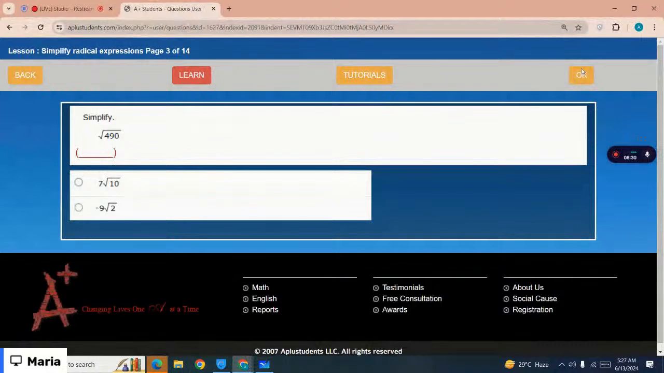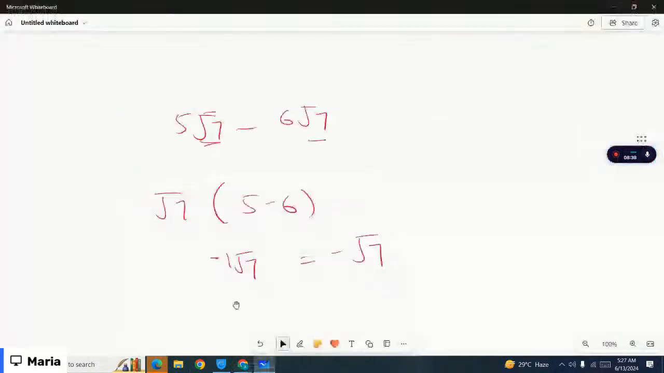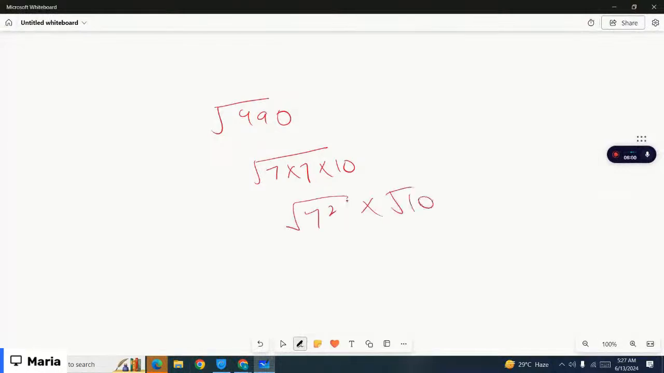Simplify square root 490. So let's just solve, right? Basically, square roots and squares are opposite to each other, right? 7 times 7 is 49 and 49 times 10 is 490, right? So you can write it as 7 squared times square root 10. The square and square root cancel out. You are left with 7 square root 10.